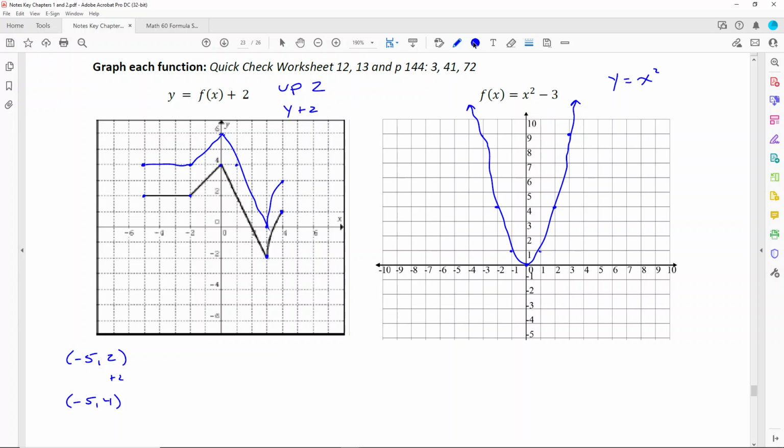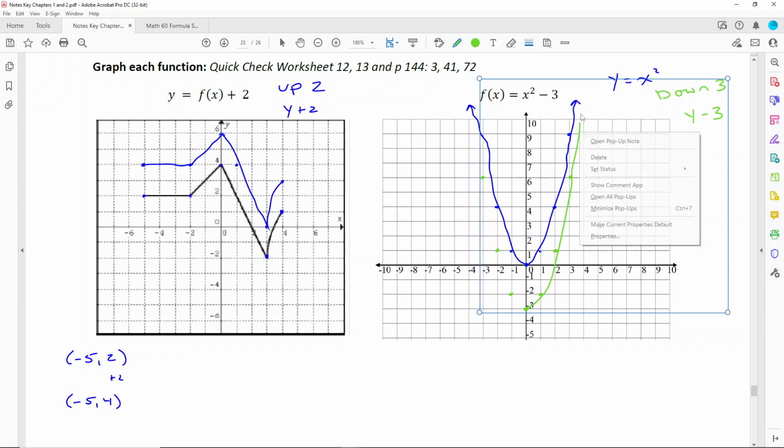Okay. Now the transformation is that they want my graph to go down 3. In other words, my y values are going to subtract 3. So I'm going to take all these points and just move them down 3. So 1, 2, 3, and so on for each point. And then I just connect the dots. Now some of you might be saying, hey, I just knew that the vertex was (0, -3). And then I did the normal shape, and that's great.